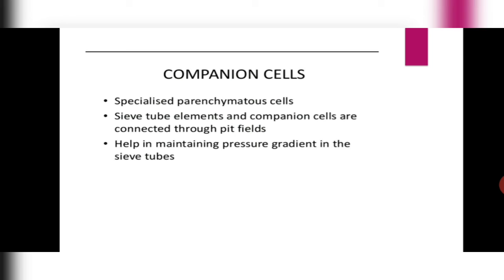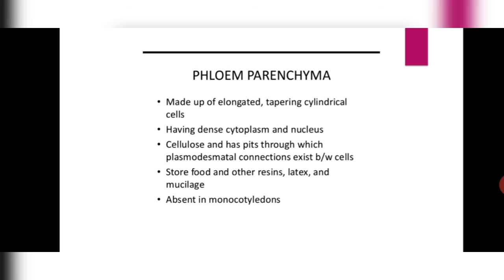Sieve tube elements and companion cells are together connected with each other through pit fields. So pits of companion and pits of sieve tube are continuous. They help in maintaining the pressure gradient in the sieve tube cells. The phloem parenchyma again made up of elongated tapering cylindrical cells which have dense cytoplasm and nucleus.